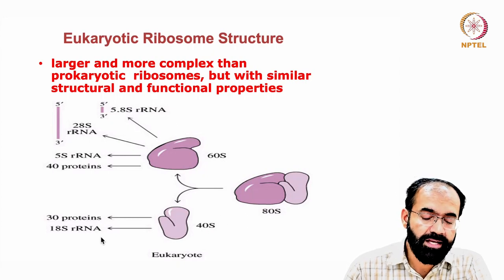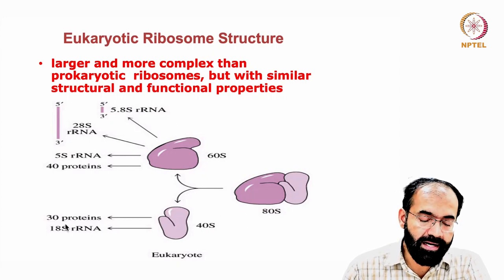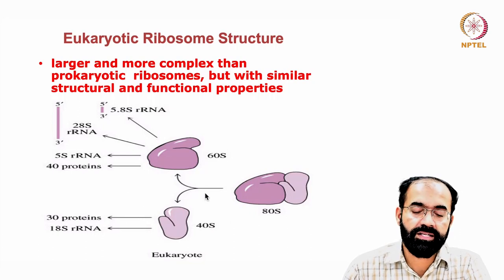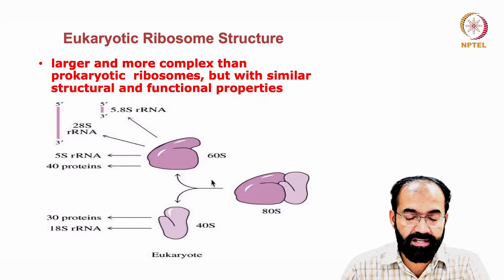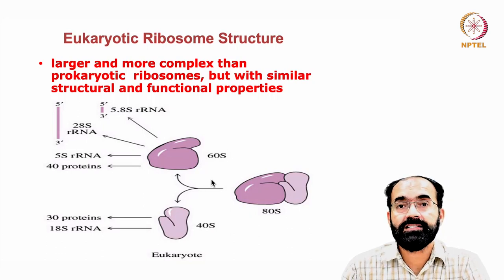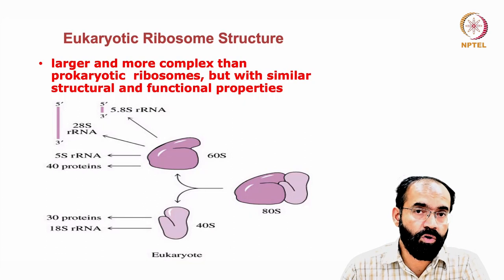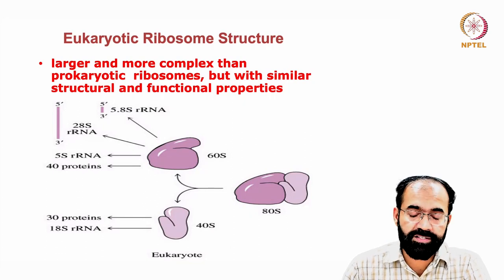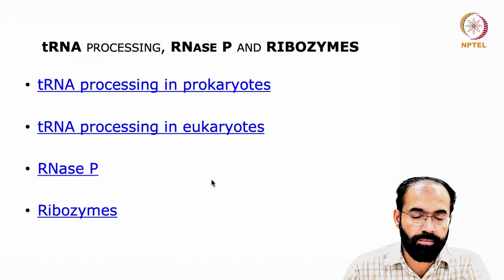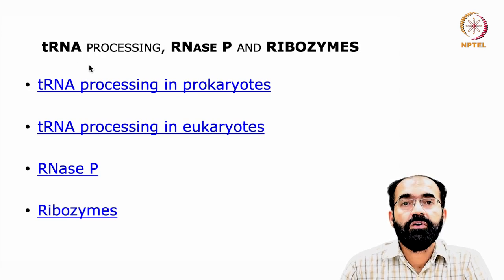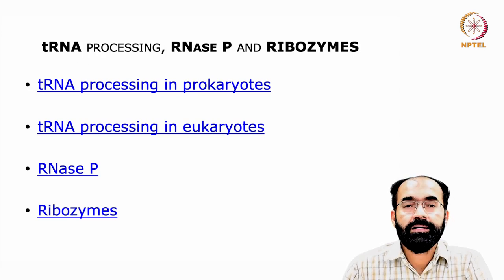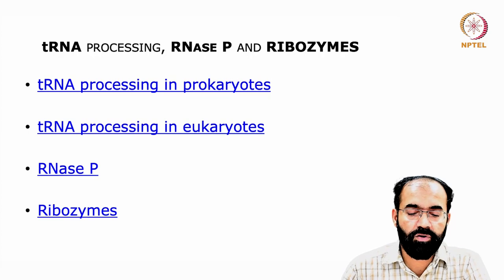Whereas in 40S, you have 18S ribosomal RNA and 30 different types of proteins. This itself gives you a clue how complex the ribosome structure is. And hence, it is an important regulatory molecule in every cell, present both in prokaryotes and eukaryotes. So now we will see in more detail how tRNAs undergo processing, and how RNase P comes into the picture.